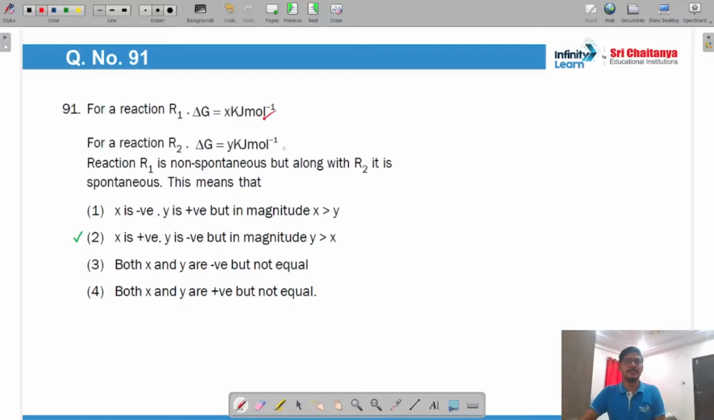Delta G is X, delta G is Y. Reaction R1 is non-spontaneous, so definitely X is positive. But along with R2, it becomes spontaneous. So you know that when we add reactions, Gibbs energy also gets added up. So Y should be negative, and negative enough to make the overall energy change negative. So this is of course true. X is positive, Y is negative, and overall Y should have higher magnitude than X, right?